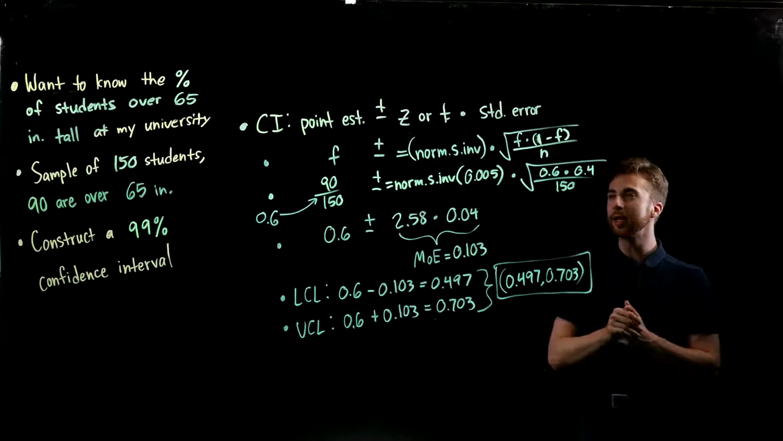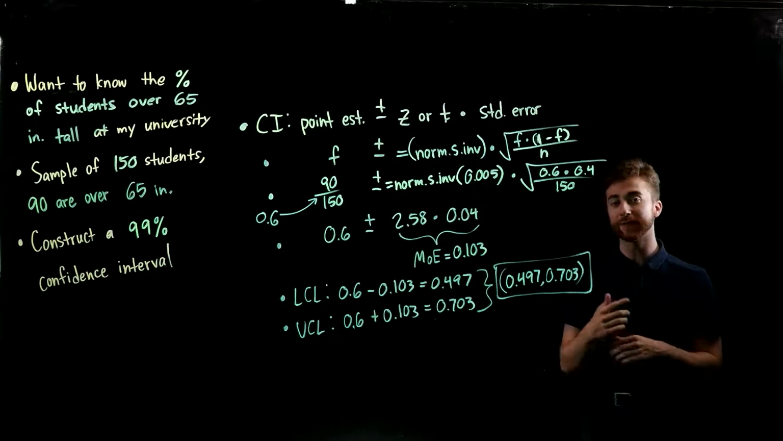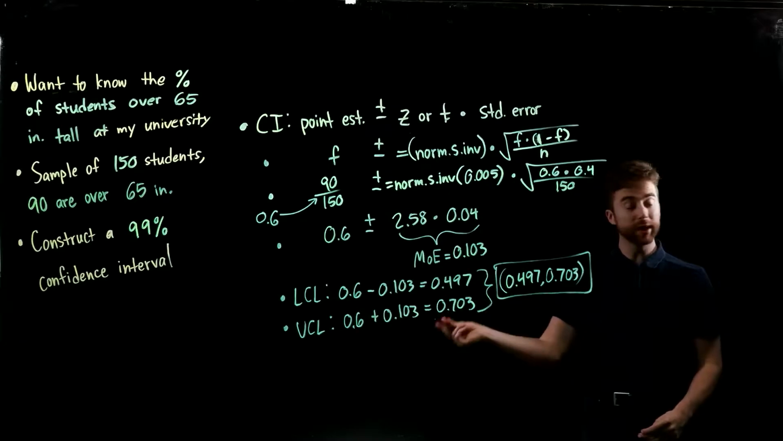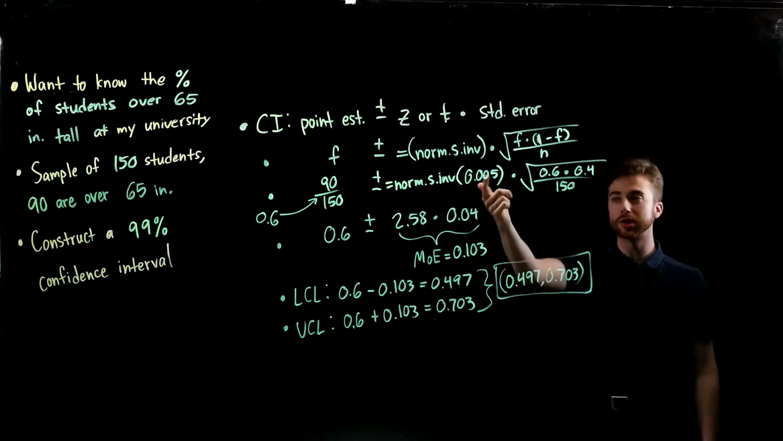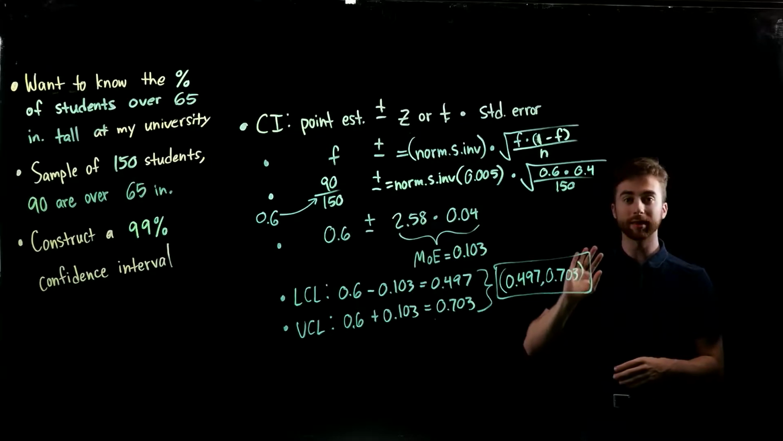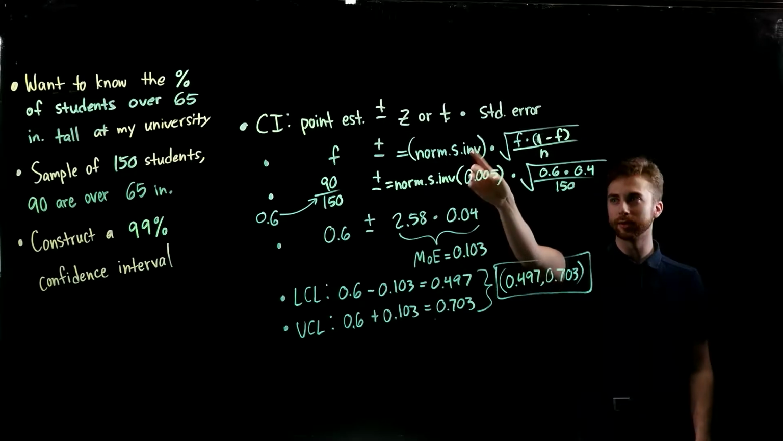Now the z or t, we said before that whether or not you know the population standard deviation factors into that, but we also said that if we're given a proportion-based problem, we can just jump straight to the fact that this is a z-based problem, meaning that we would have to use norm.s.inv, not the other function that we talked about before. So just if it's proportion, use the norm.s.inv.